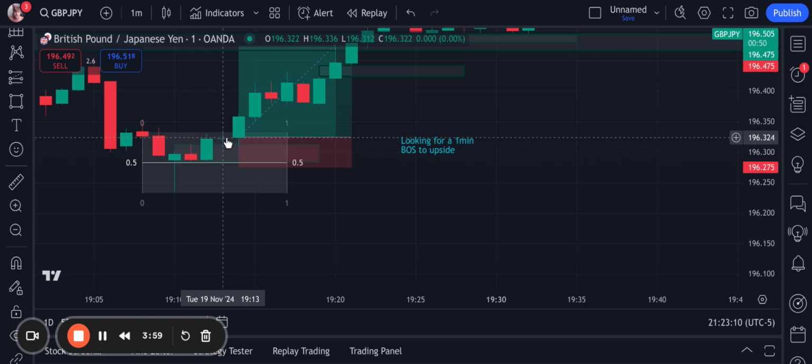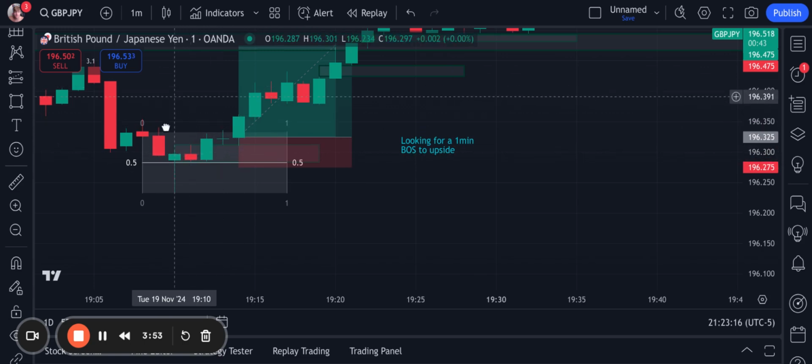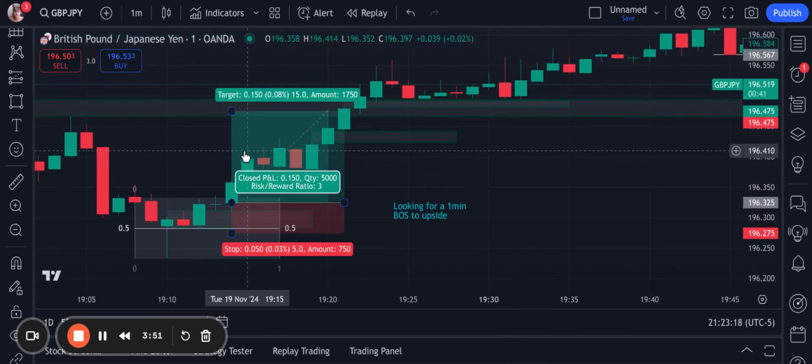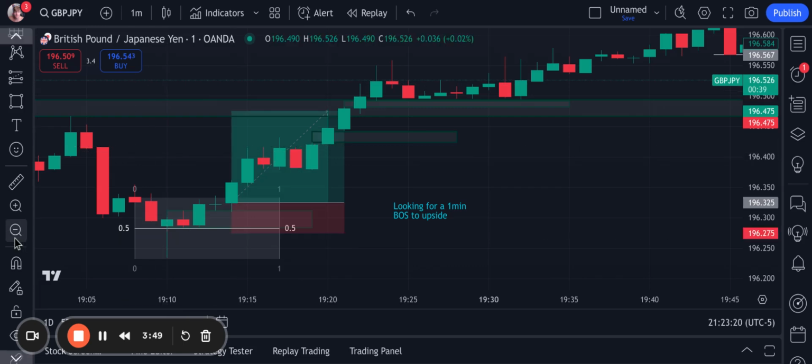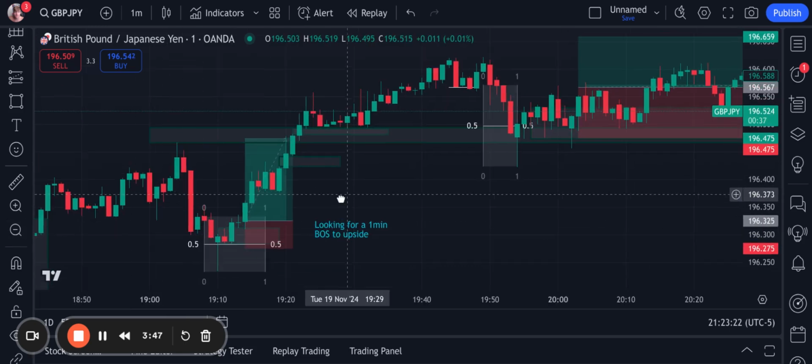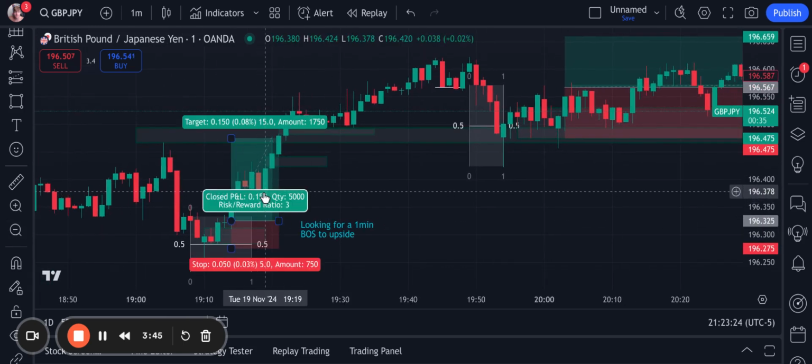So I entered based off of this candlestick here. I put my stop underneath the last low and underneath the order block. Then my 1 to 3 trade hit, which was exactly what I was looking for, and this was the first trade of the day.